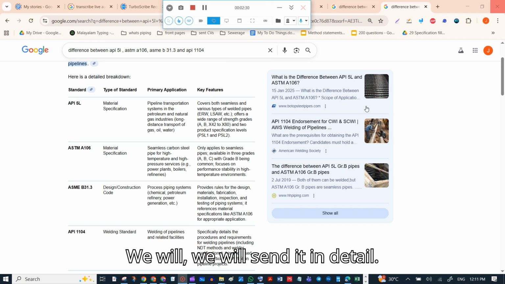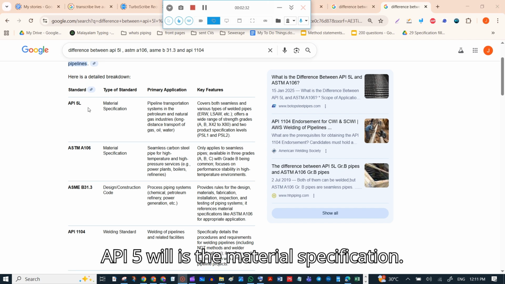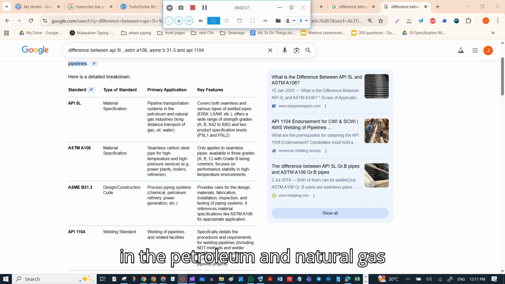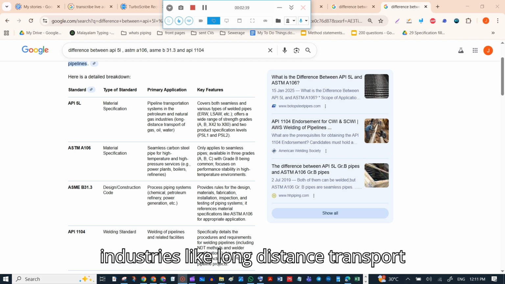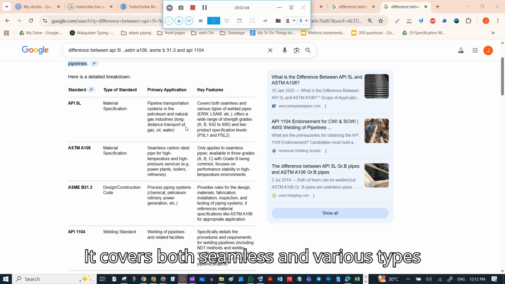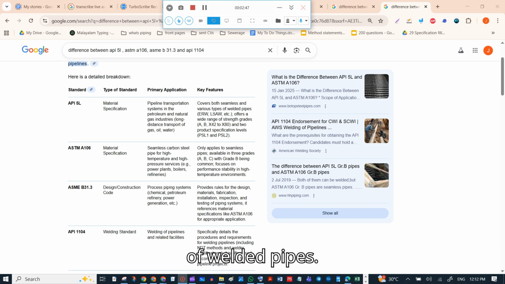So we'll see it in detail. API 5L is the material specification. It covers pipeline transportation systems in the petroleum and natural gas industries, like long distance transport of gas, oil, water, etc. It covers both seamless and various types of welded pipes, ERW, LSAW, etc. It offers a wide range of strength grades from A, B, X52 to X80, and two product specification levels, PSL1 and PSL2.